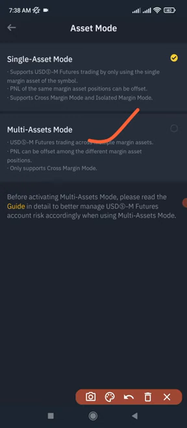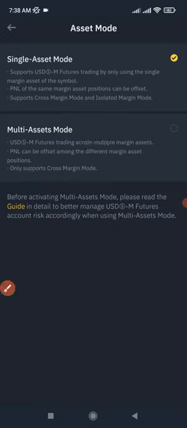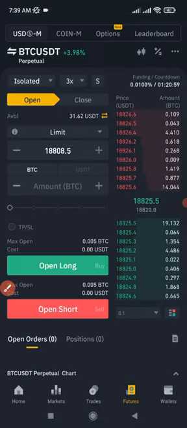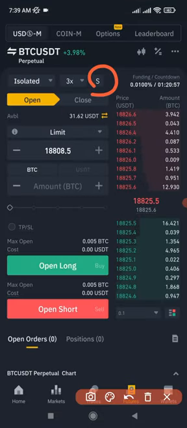So you can go with the multi-asset mode, so that if you have BUSD, you can use your BUSD to trade USDT pairs. Then if you have USDT, you can use your USDT to trade BUSD pairs. Okay, so that is what that option does for you. So if it is single asset mode, you will see S here. If it is multi-asset mode, you will see M here.